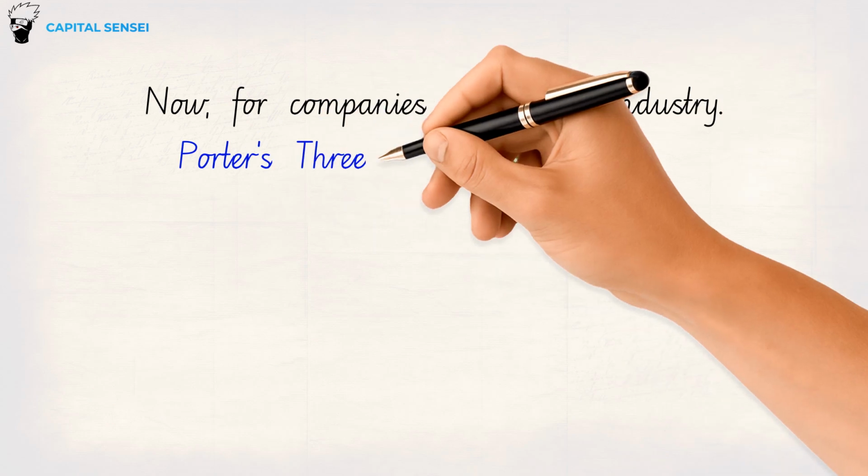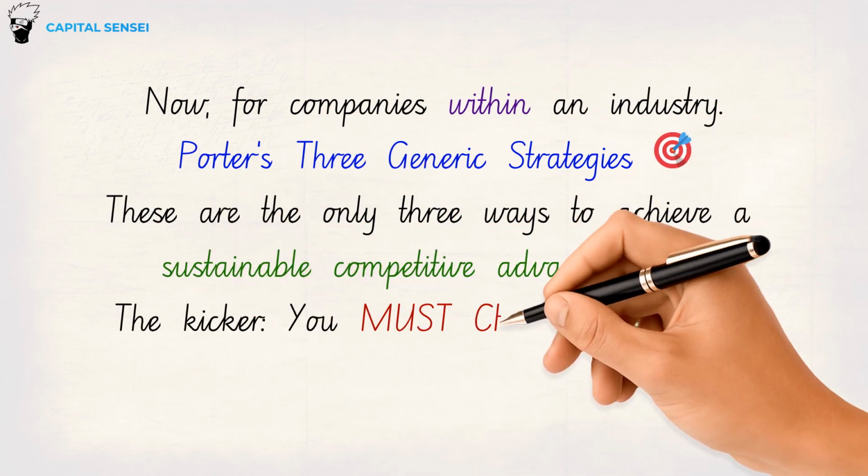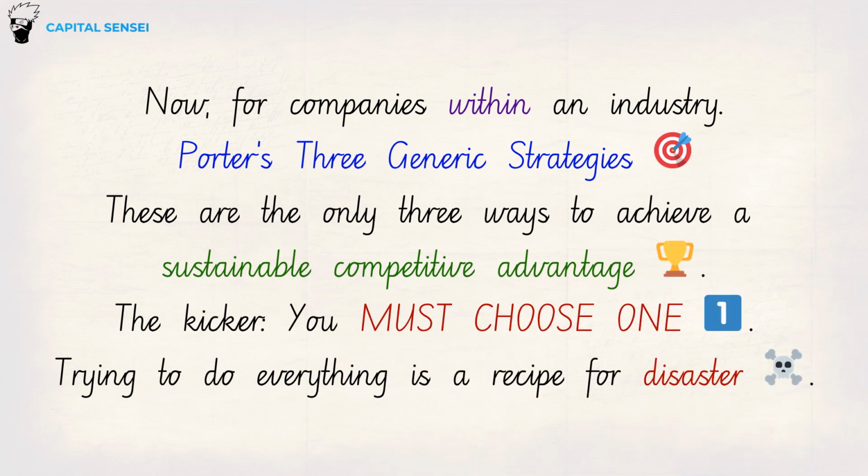But what about the companies within it? This brings us to Porter's second major contribution: the 3 generic strategies. Porter argued that once you understand the industry structure, you have to make a choice about how your company will compete. He said there are only 3 ways to achieve a sustainable competitive advantage. And here's the kicker: you have to choose one. Trying to do a little bit of everything is, in his view, a recipe for disaster.